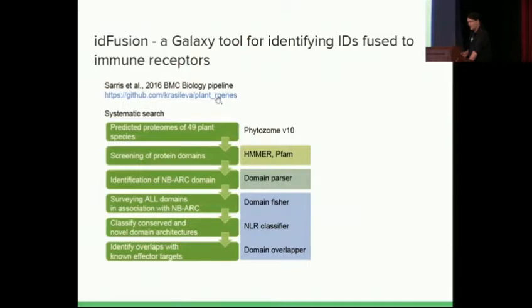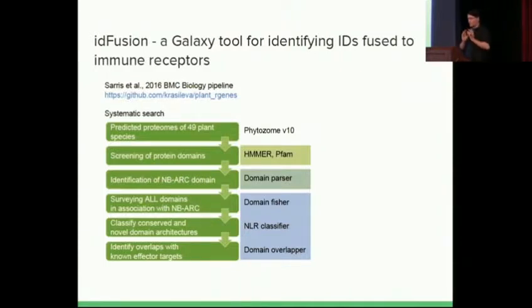So we start with data from Phytozome, we run HMMER using the typical Pfam domains, parse the domains, then do something called domain fishing, and do something called the NLR classification, which is looking for immune receptor domains and then sees what kind of domains are overlapping there.